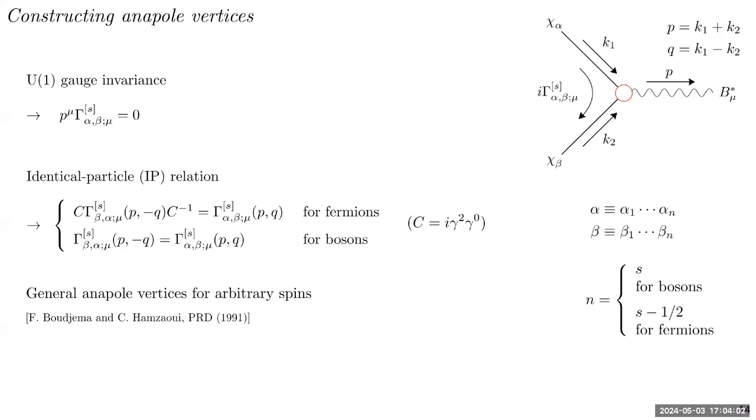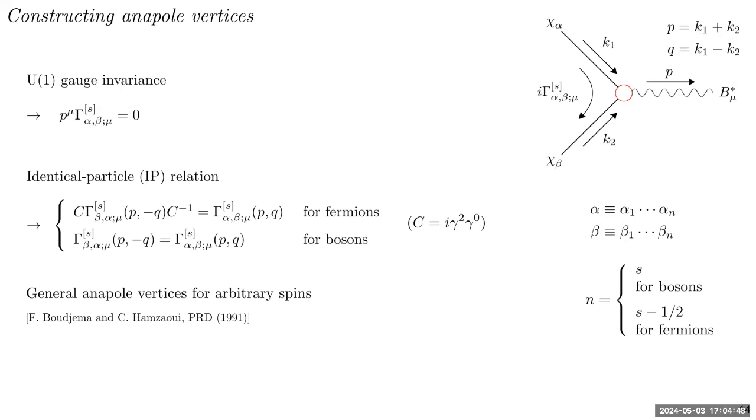Because of the U(1) gauge boson, the corresponding 3-point vertex has to satisfy this U(1) gauge invariance condition. And here, since I'm not limiting the spin of the annihilating particle, I introduced this combination of various 4-vector indices. If these particles are spin 2, then alpha will be given by alpha 1 and alpha 2, and beta by beta 1 and beta 2. If we are considering spin 3, then there are alpha 1, alpha 2, alpha 3, something like that.